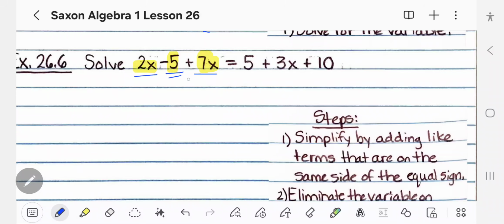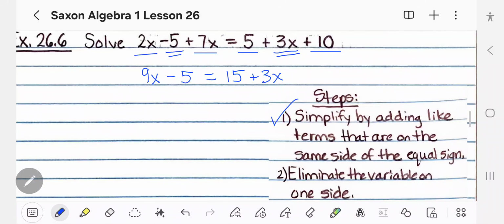So let's combine the 2x plus the 7x, which would be 9x. Bring down the minus 5 equals. Let's identify our terms on the right. There's 1, 2, 3. The ones that are like are the first and the third one. That's the 5 and the 10. The 3x doesn't have anything that matches it. 5 plus 10 is 15 plus 3x. I often tell students this is like sorting socks. Right? You're trying to make matches, put them together, what matches.